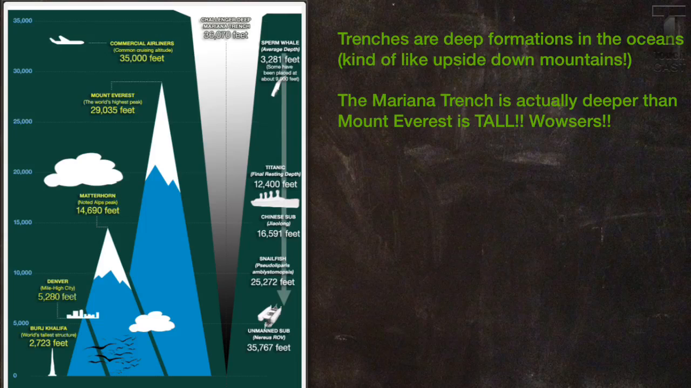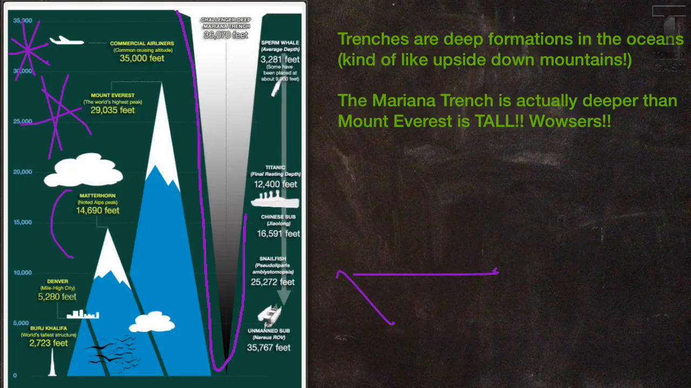Here's another thing that's really cool. Trenches in the ocean. Trenches are these giant deep formations in the ocean, kind of like an upside down mountain. If you look here at this picture, you can see a couple of mountains that we know about, like the Matterhorn, and maybe almost all of you have heard about Mount Everest, or know about how high a commercial airplane flies. Then look right here. This is the Mariana Trench. The Mariana Trench is actually deeper than Mount Everest is tall, which is just crazy. So, wowzers indeed.